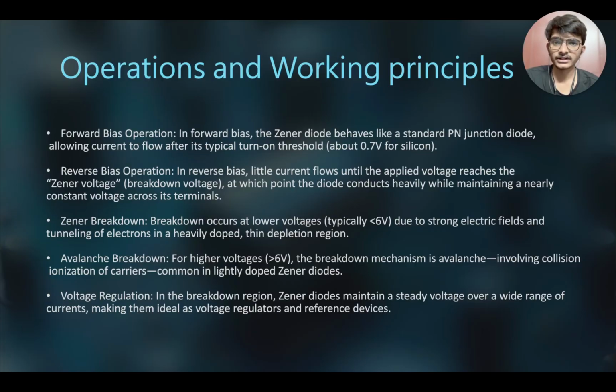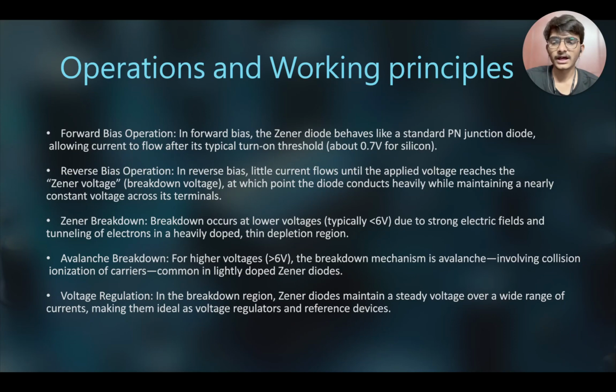Now, what is Zener breakdown? The Zener breakdown occurs at low voltages, typically less than 6 volts. Due to the strong electric fields and tunneling of electrons in heavily doped diodes, Zener breakdown occurs.